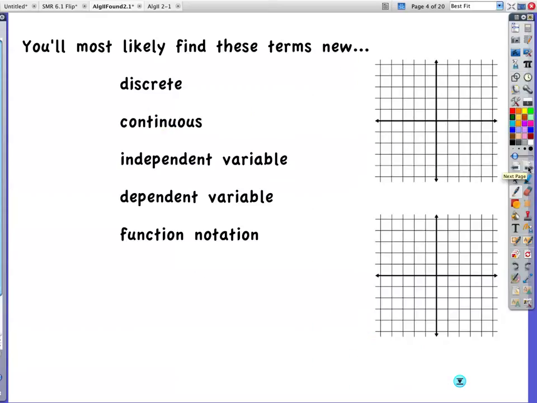All right, all of these things I'm going to talk about shortly, but I want you to write down the words discrete and continuous, independent variable, dependent variable, and function notation. I think these first 4 are coming with a screen. Function notation, if you could just write f of x, g of x.